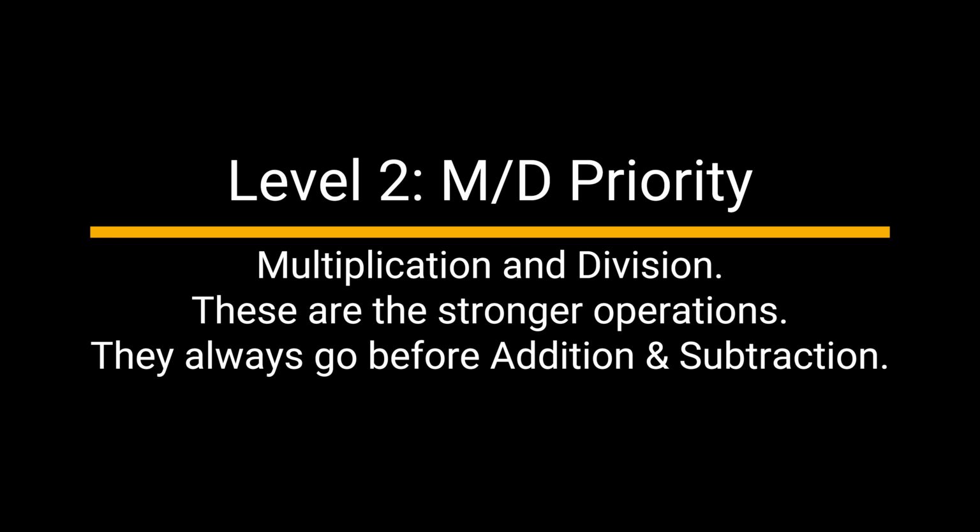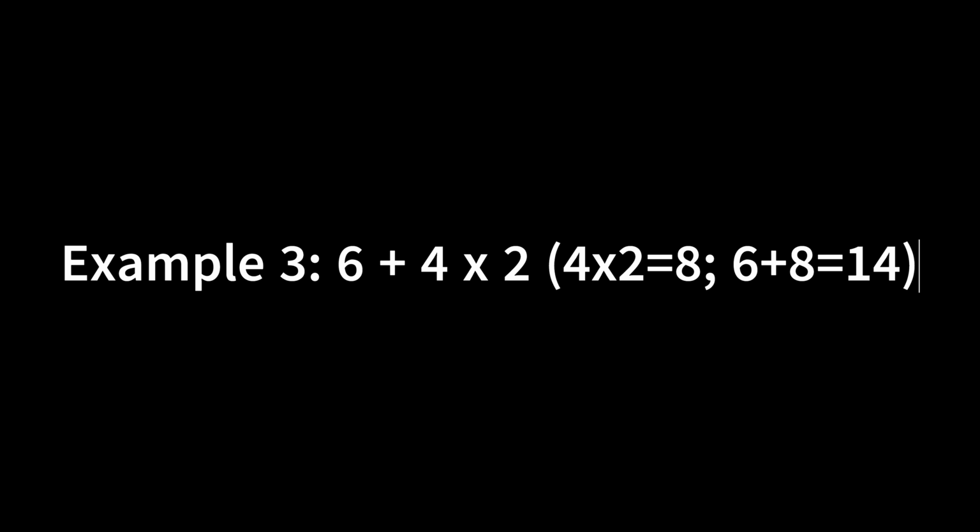Now, let's bring in multiplication and division. These are the stronger operations. They always go before addition and subtraction. Example 3, 6 plus 4 times 2. 4 times 2 equals 8, 8 plus 6 equals 14.